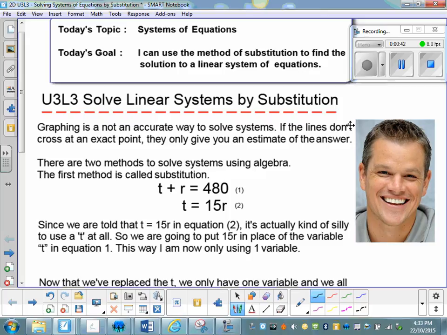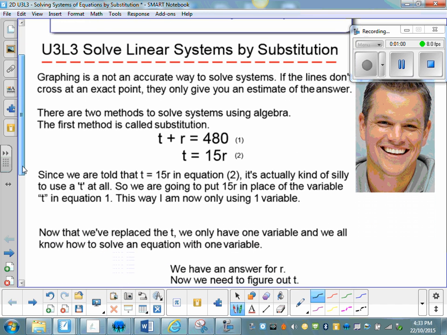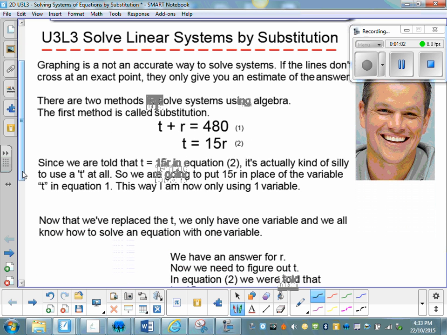Okay, so one of the issues with graphing is that it's not accurate. If there's an issue in graphing our lines, as some of you found in class today, then it only really gives an estimate of the answer. And there are two methods that we can use to solve systems using algebra. One of them is called substitution.